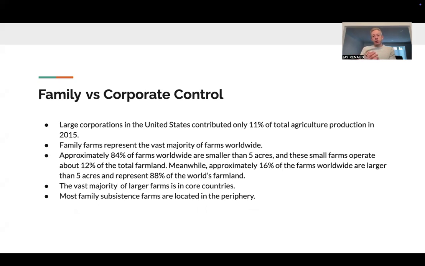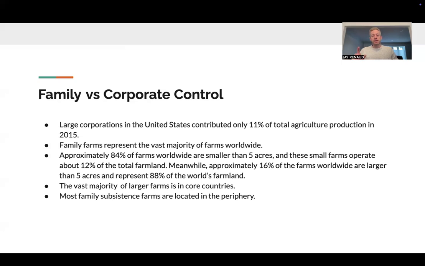All right, family versus corporate farms. So still in the United States, the vast majority of farms are family-owned farms. That's key. That's crucial. The thing is that those numbers are decreasing every single year. So the number of corporate farms is growing and the number of family farms is decreasing.